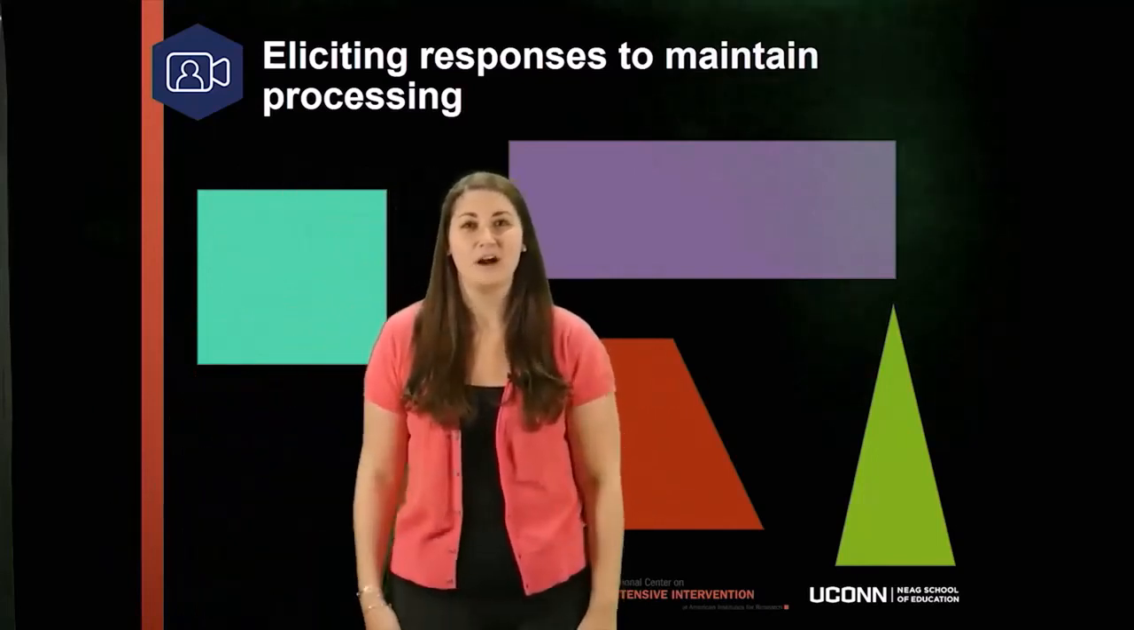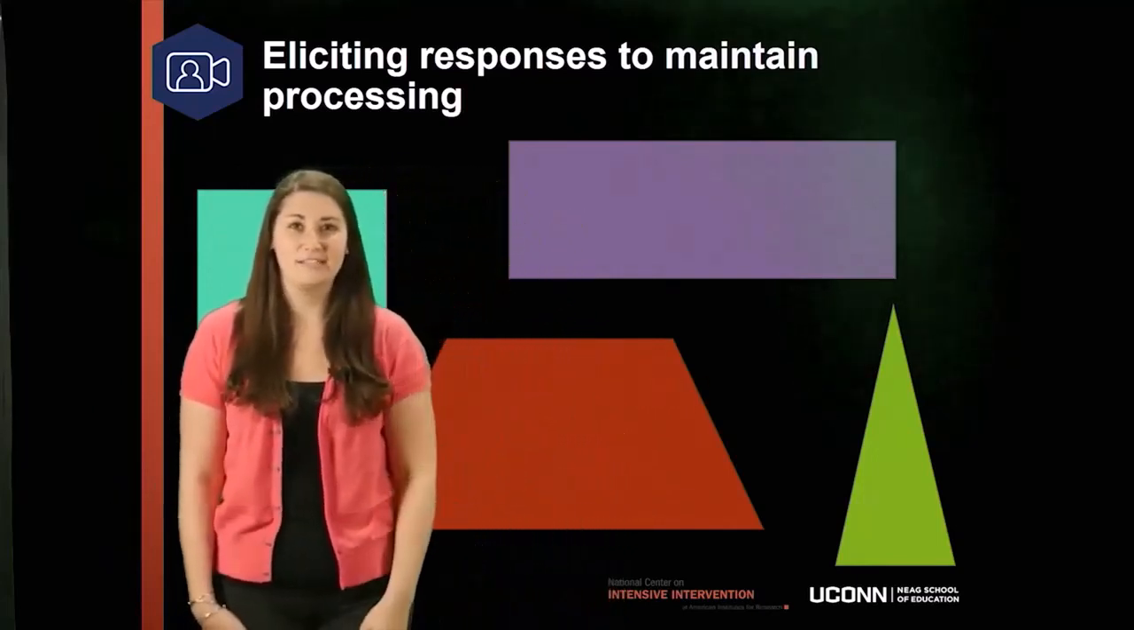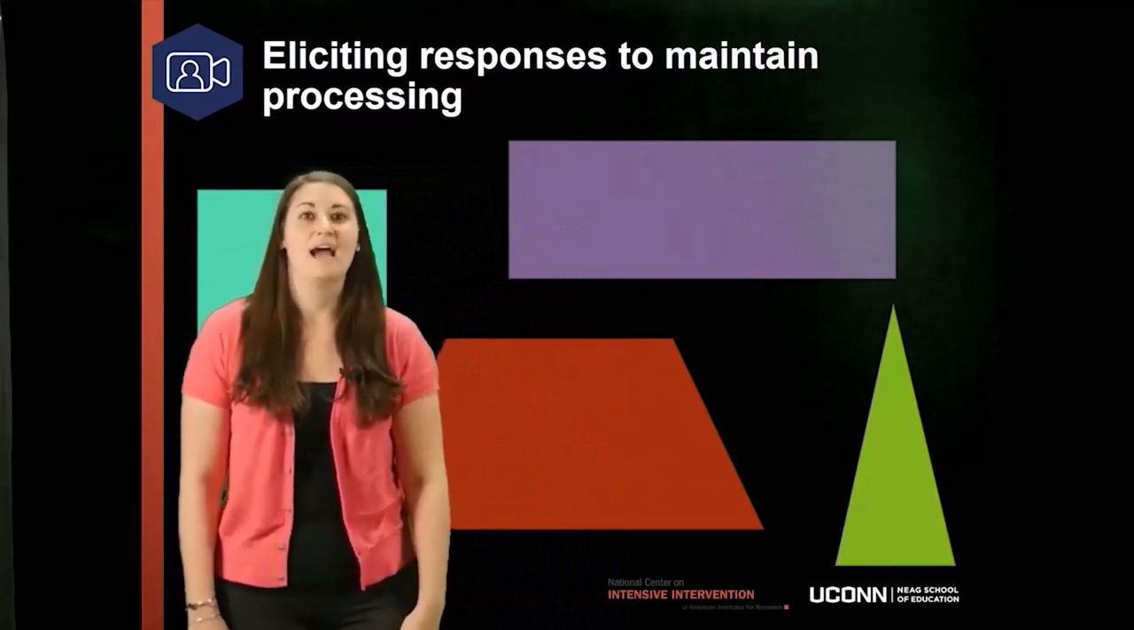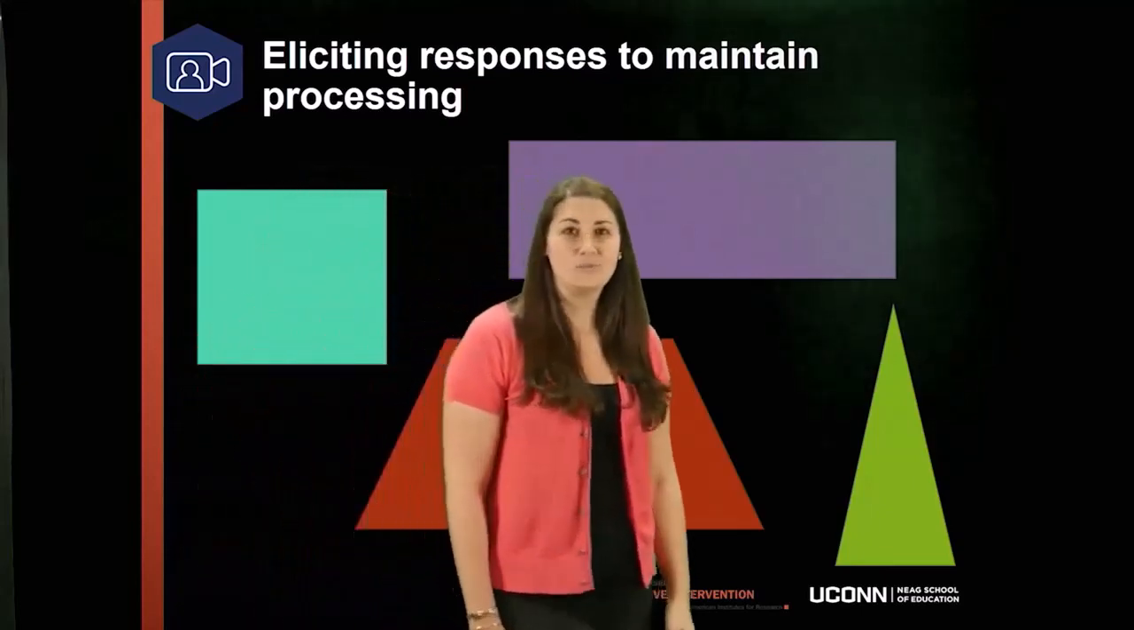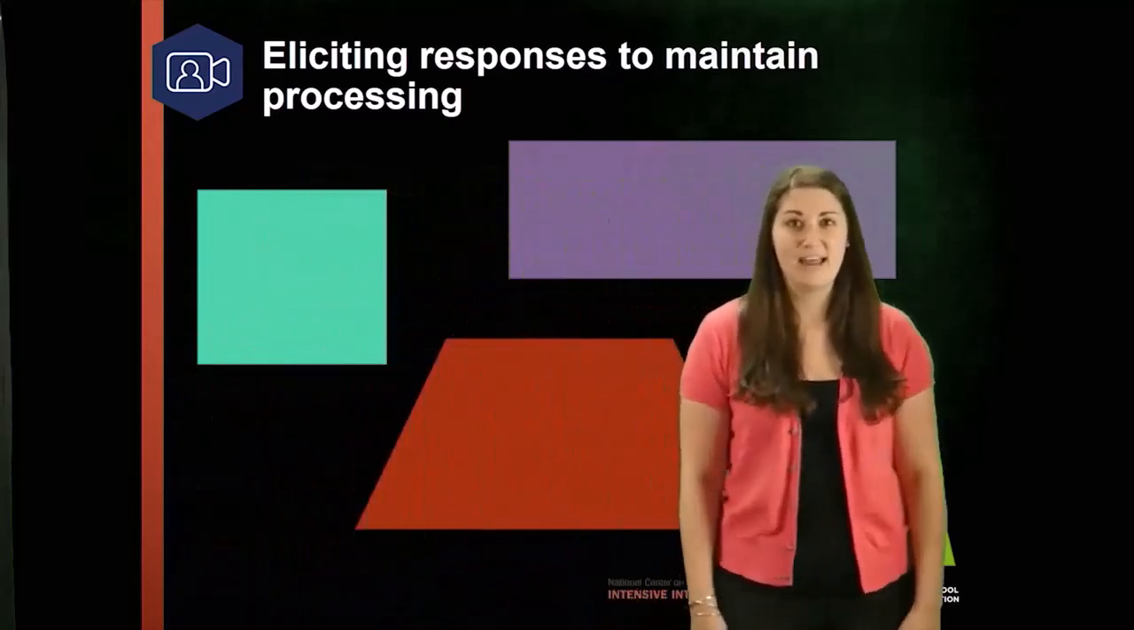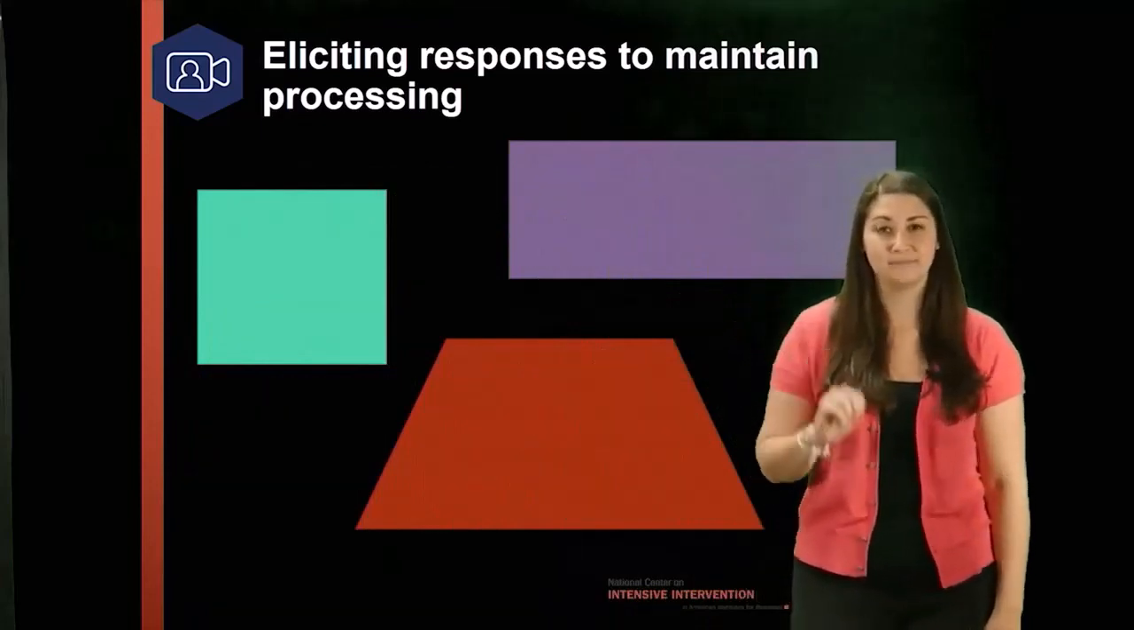Turn and tell your partner why this rectangle is a quadrilateral. I heard some good discussions. This rectangle is a quadrilateral because it has 4 sides.